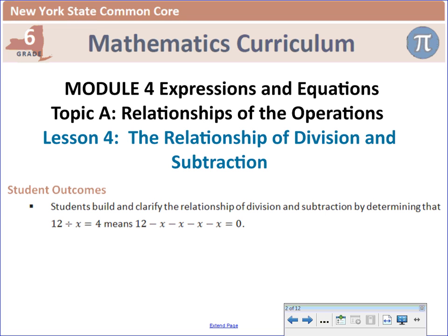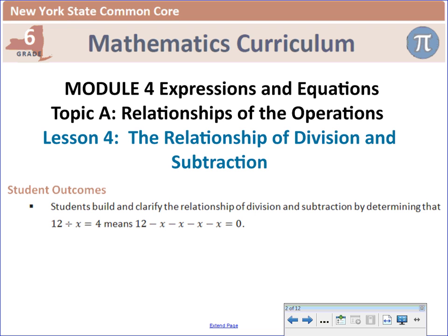Okay, boys and girls, today we're looking at Module 4, Lesson 4, and it'll be very similar to yesterday's lesson. Yesterday we looked at the relationship between multiplication and addition. Today we're going to look at the relationship between division and subtraction.